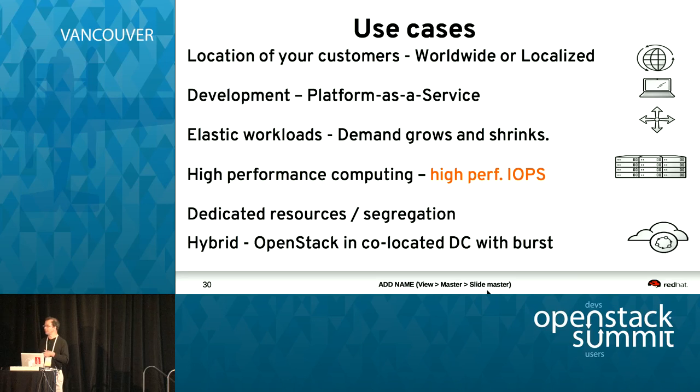So if you have users that are scattered around the world, Amazon already has data centers that are worldwide. So you may want to consider maybe at least front-ending Amazon at the data centers that are close to your customers to reduce that latency, and then putting maybe more customer-sensitive data back in your data center on OpenStack under your control. Are you doing development? So both Amazon and OpenStack, you can add platform as a service to that. Elastic workload, so both platforms are very good at demand growing and shrinking. So that's what elasticity means, is you're expanding your cloud, horizontally scaling, adding servers as you need them, and reducing servers as you don't need them.